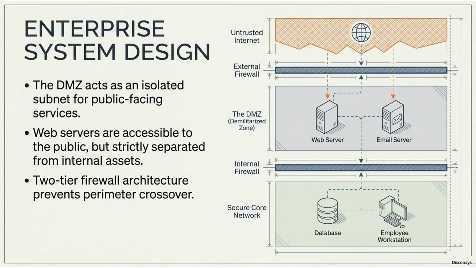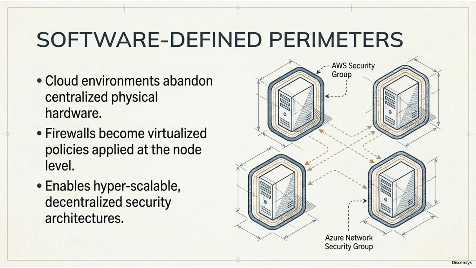So the DMZ, that is demilitarized zone, acts as an isolated subnet for public facing services. And web servers are accessible to the public but strictly separated from internal assets. And then the 2-tier firewall architecture prevents perimeter crossover. Right. Now, network segmentation becomes intuitive.